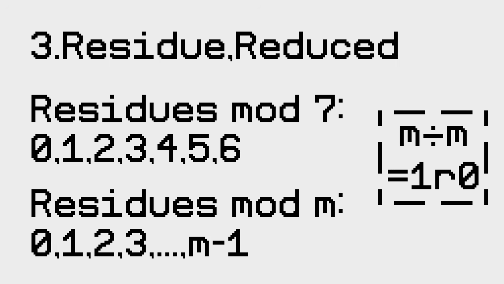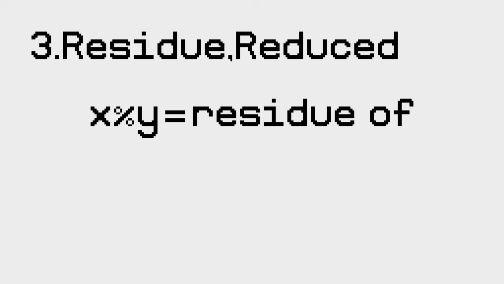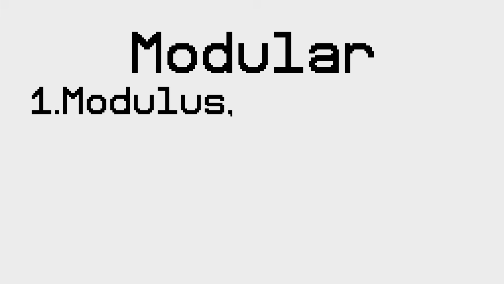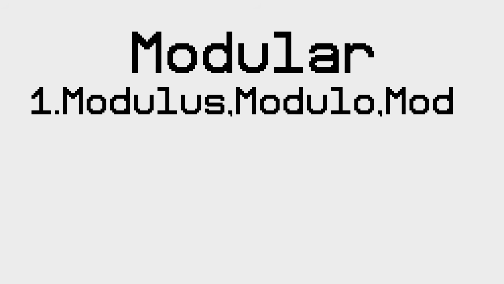For those of you who like programming, you may be familiar with the percent sign operator. Given 2 numbers x and y, x % y gives the residue of x mod y. When a number is replaced by its residue, it is described as reduced. So reducing 22 mod 7 would make it 1. That's everything for the modular part of modular arithmetic, so let's do a quick recap. The modulus is the integer we are dividing by, which I will call m, and we describe that as mod or modulo that number.